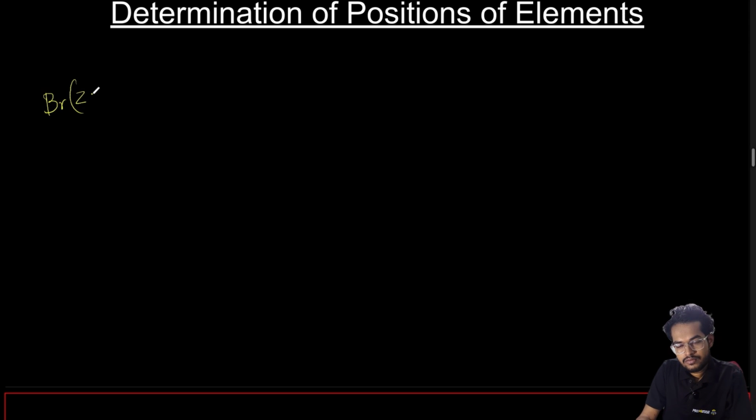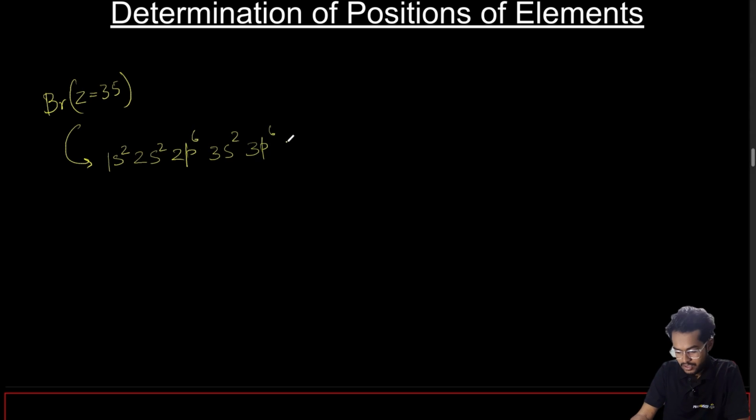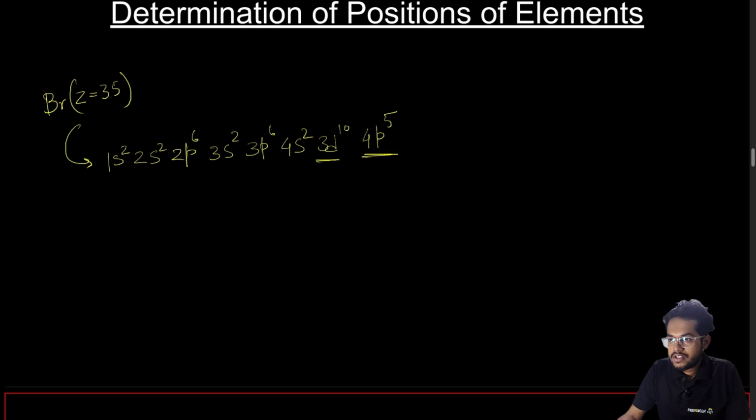Okay, suppose you are given bromine. As you know, bromine is the 35th element. Its configuration, if I write, is 1s2, 2s2, 2p6, 3s2, 3p6, 4s2, 3d10, and 4p5. So always check the biggest principal quantum number.